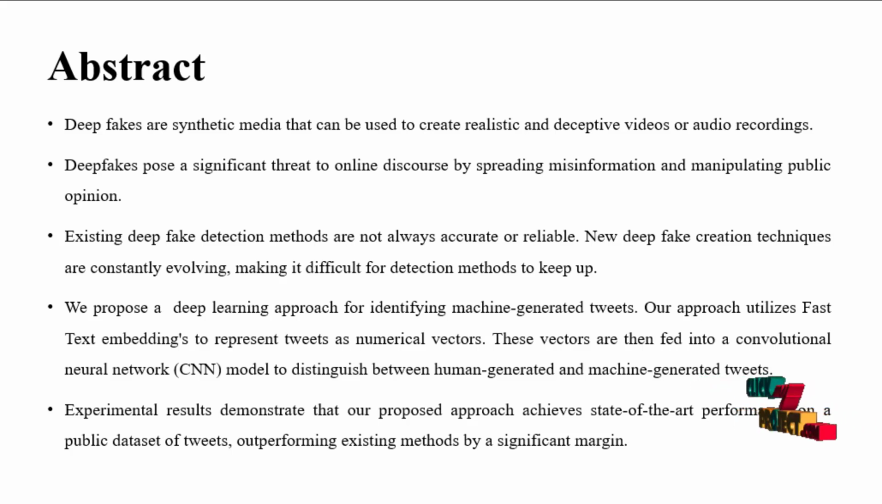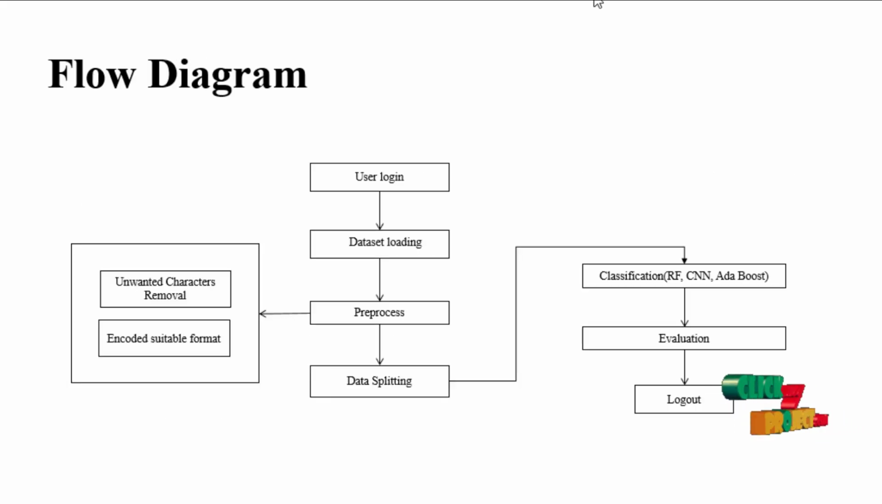We propose a deep learning approach for identifying machine-generated tweets. Our approach utilizes FastText embeddings to represent the tweets as numerical vectors. These vectors are then fed into the convolutional neural network to distinguish between human-generated and machine-generated tweets. Experimental results demonstrate that our proposed approach achieves higher performance than the existing methods by a significant margin.